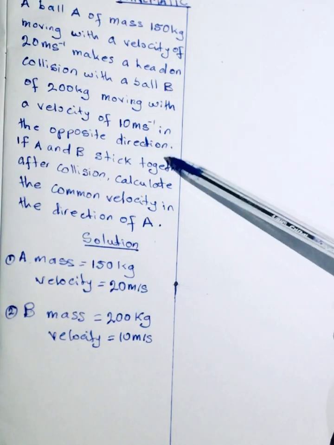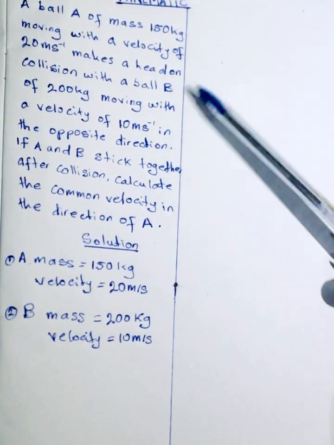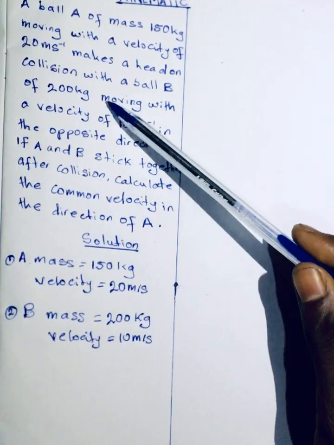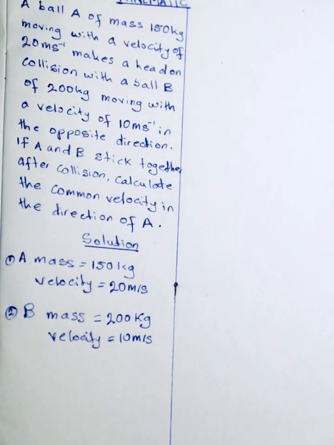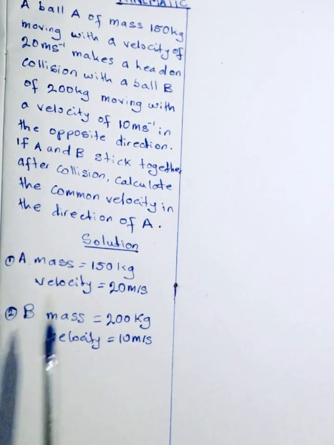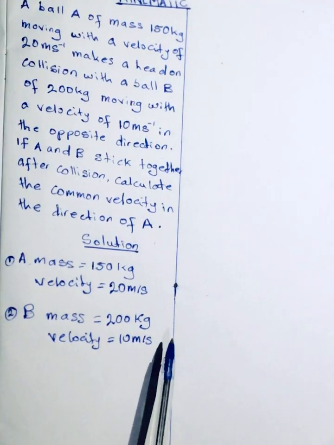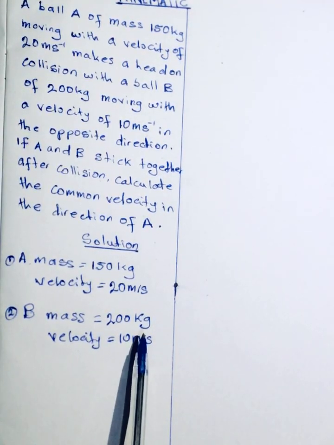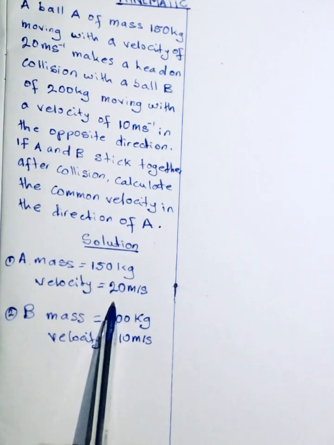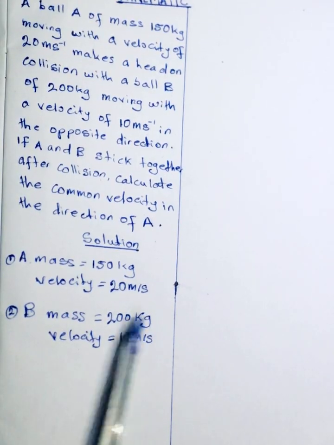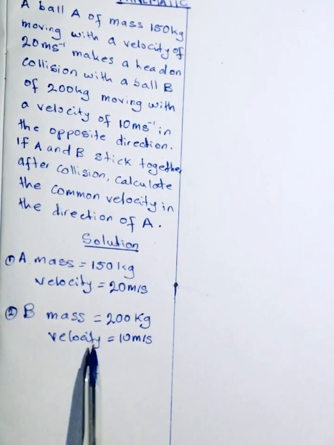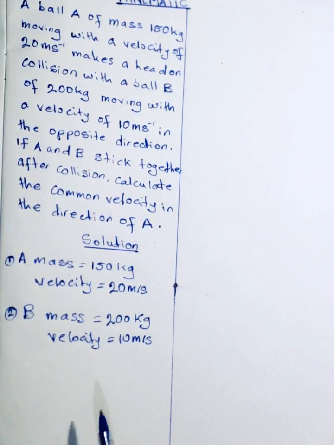In the question, it states clearly that they had a head-on collision. And we know that there's a law governing this type of questions. It says that in a system of colliding bodies, the total momentum before the collision must be equal to the total momentum after the collision, provided no net force is acting on the bodies.